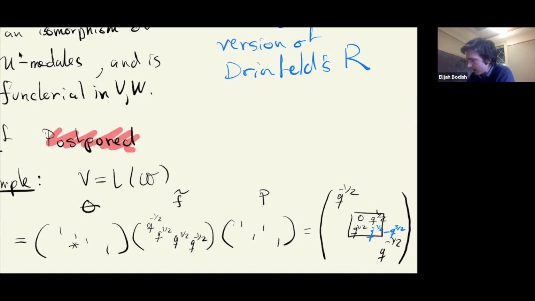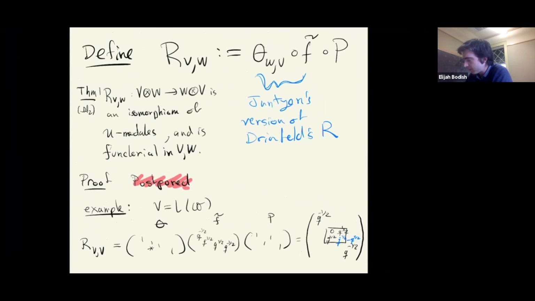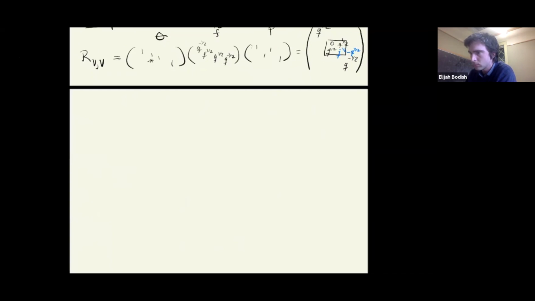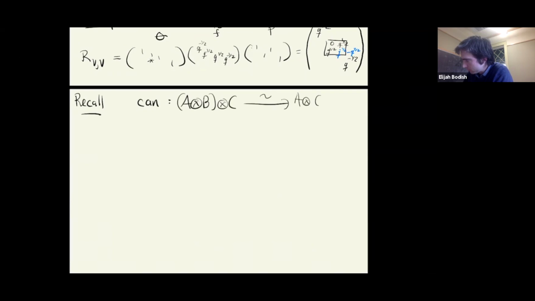The second main result that we want is some sort of consistency for these R_{V,W}s. This is what's going to be called the hexagon equations. Before I can write down this theorem, I just have to recall that we have these canonical isomorphisms which reassociate simple tensors, and do it the other way too.